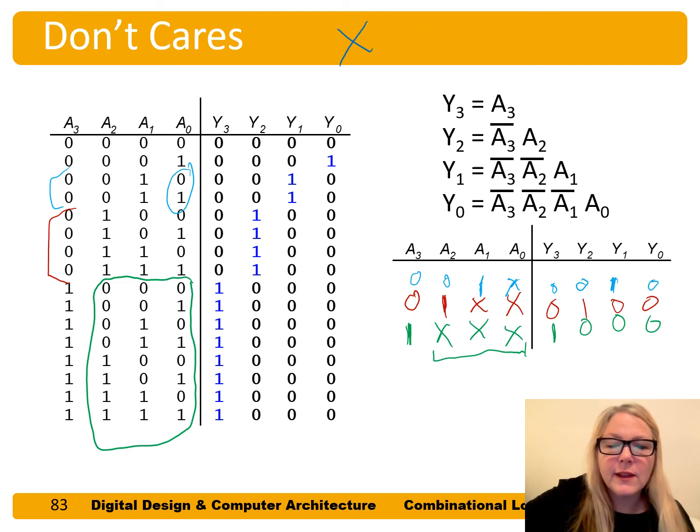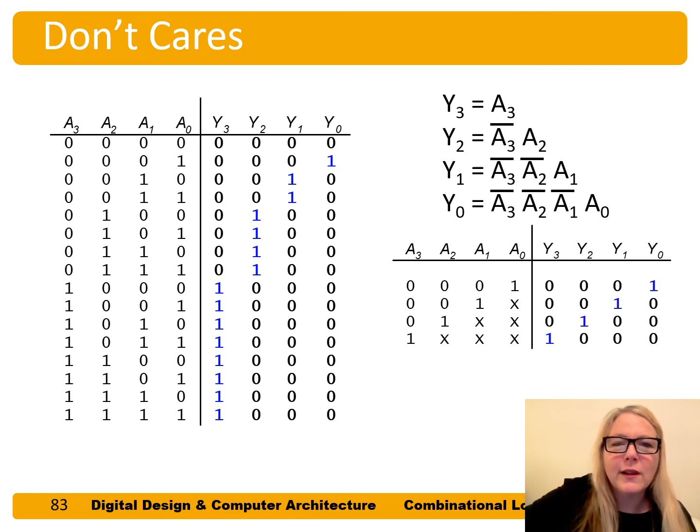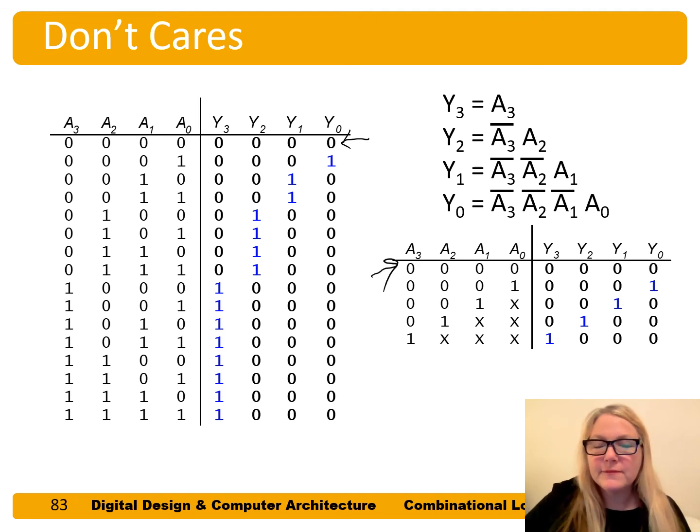And finally, we have this row here: when a3, a2, and a1 are 0, and a0 is 1, then y0 should be 1, and all the other outputs should be 0. And then the final case, when all of the inputs are 0, all of the outputs should be 0 as well.